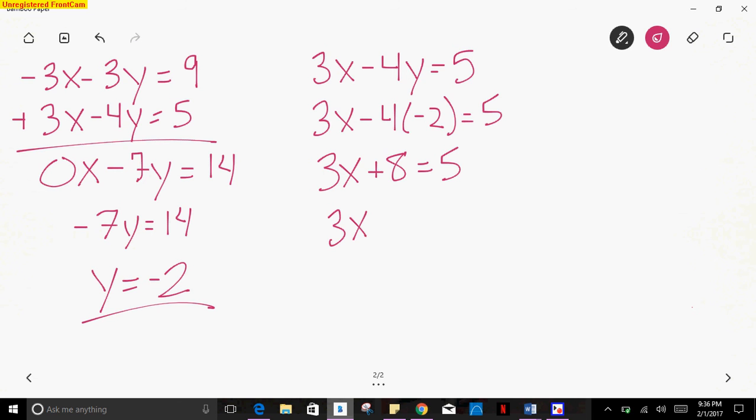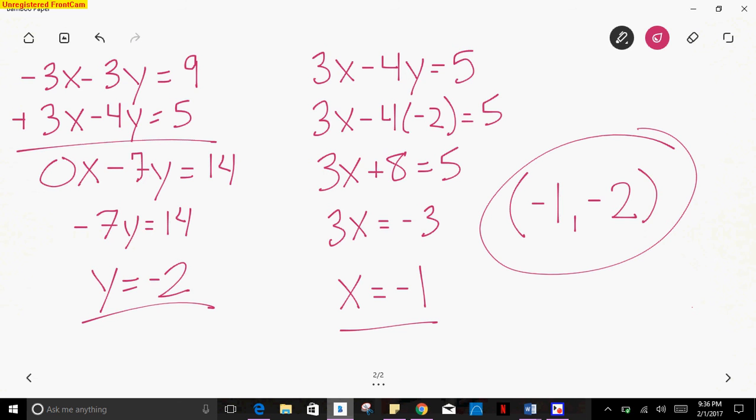So my first step would be to subtract 8 from each side. 5 minus 8 is negative 3. Then I want to divide each side by 3. So negative 3 divided by 3 is negative 1. Once again, I found my x, I found my y. Now all I want to do is write my answer as an ordered pair. So I have negative 1, since x always goes first, negative 2. And I'm all done.